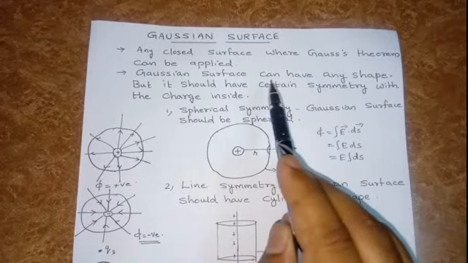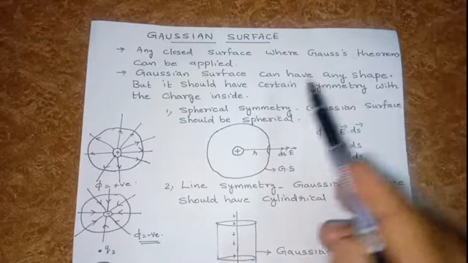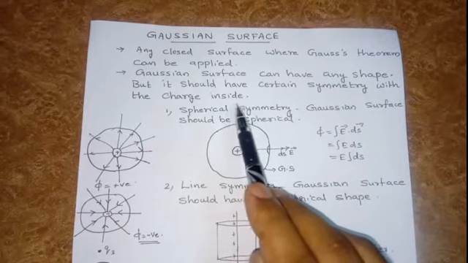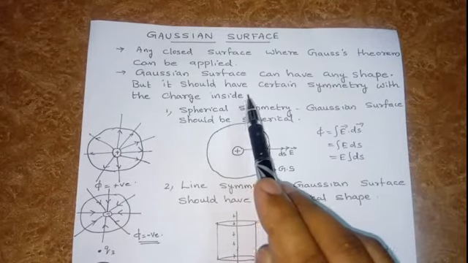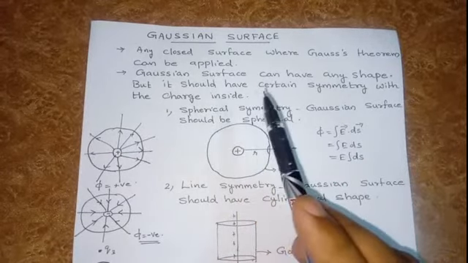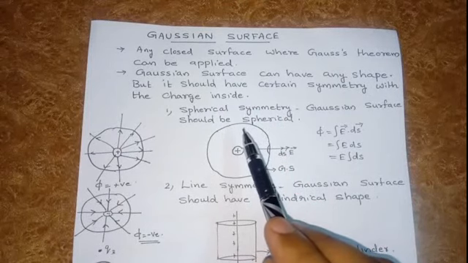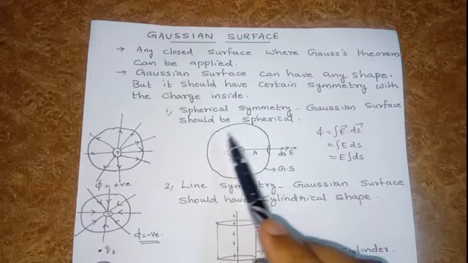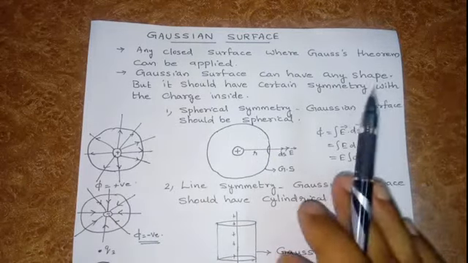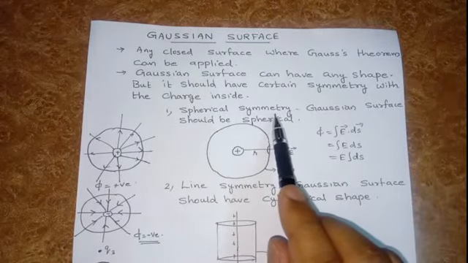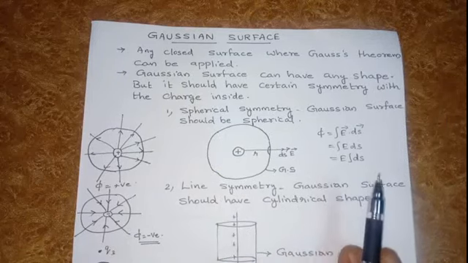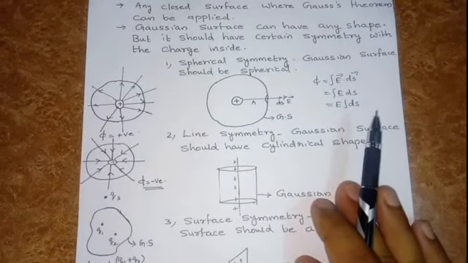A Gaussian surface can have any shape, but it should have certain symmetry with the charge inside. Gaussian surface can have any shape, but some symmetrical approach is taken for the ease of calculation. There are three types of symmetry. The first one is spherical symmetry, the second one is line symmetry, and the third one is surface symmetry.